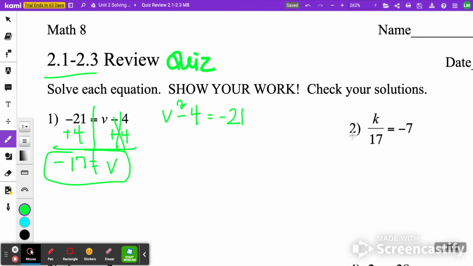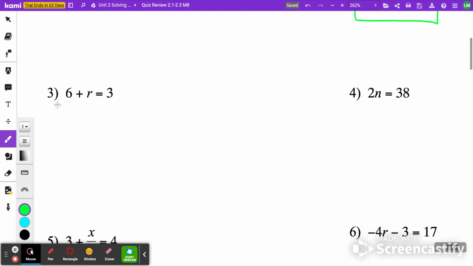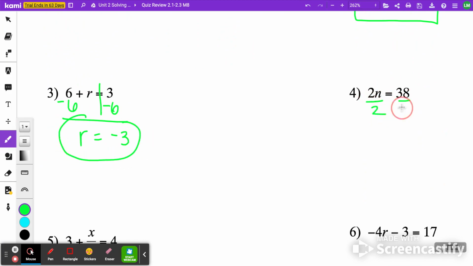Number 2, to solve for letter K, this says K divided by 17, so I'm going to multiply by 17 on both sides. So all you really need to know is what is -7 times 17, and it would give you -119. Okay. 3, we are subtracting 6 from both sides. So 3 minus 6 is -3, so R is equal to -3. And number 4, we are dividing both sides by 2. So 38 divided by 2 gives us our answer of N is equal to 19.